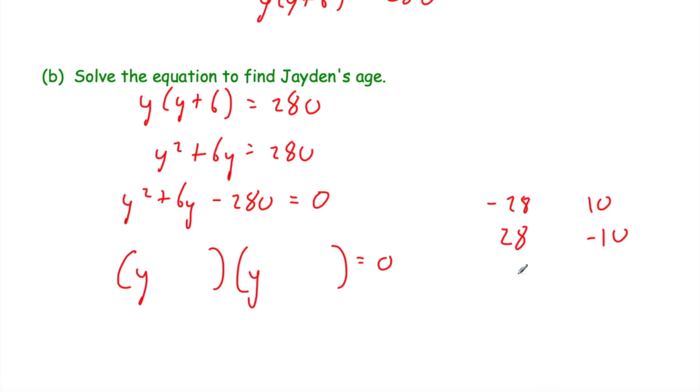Okay, so now I'm going to try 20. If we try 20, what would we times 20 by to get negative 280? Well, that'd be negative 14. So actually, let's just check that. 20 times negative 14 is minus 280, and negative 14 plus 20 is equal to 6.